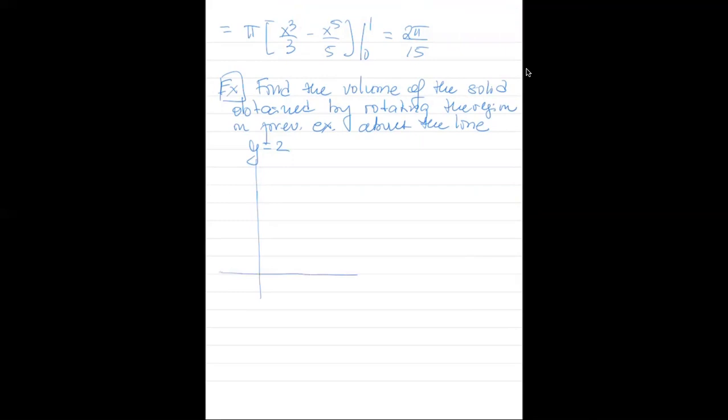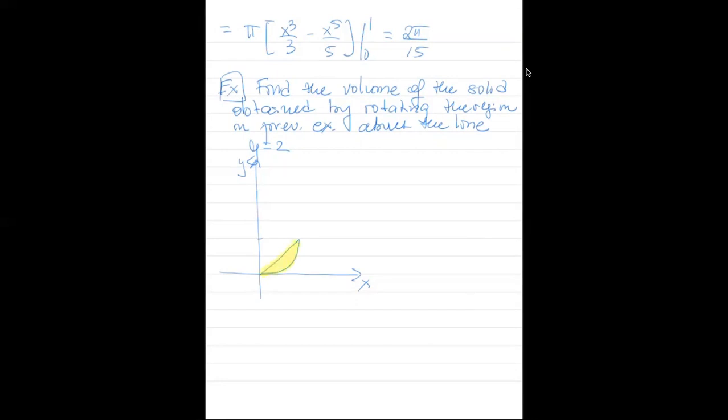So we need lots of room above. This is the x-axis and this is the y-axis. I'm going to have the region from 0 to 1, between the straight line and the curve. So this is our crescent. This was our region. I'll shade it here.